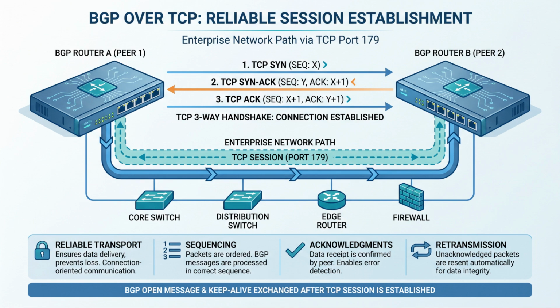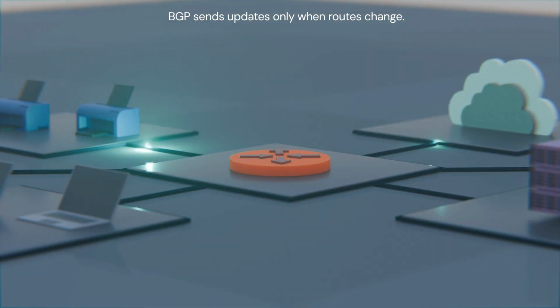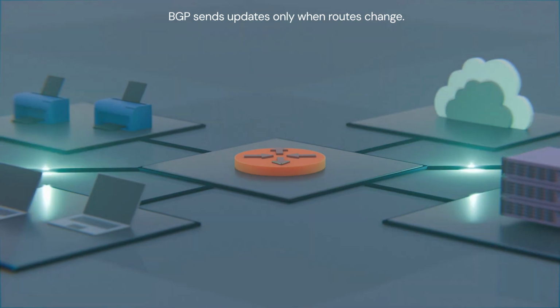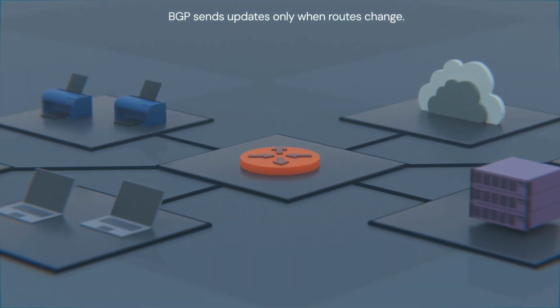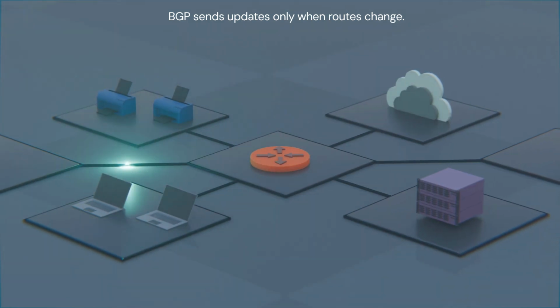BGP runs over TCP port 179. That matters because the session gets reliable transport, sequencing, and retransmission from TCP instead of reinventing that logic in the routing protocol itself. Once a session is up, BGP does not keep blasting the whole table every few seconds. It sends incremental updates when something changes, then uses keepalives to maintain the session. That design is one reason BGP can scale.